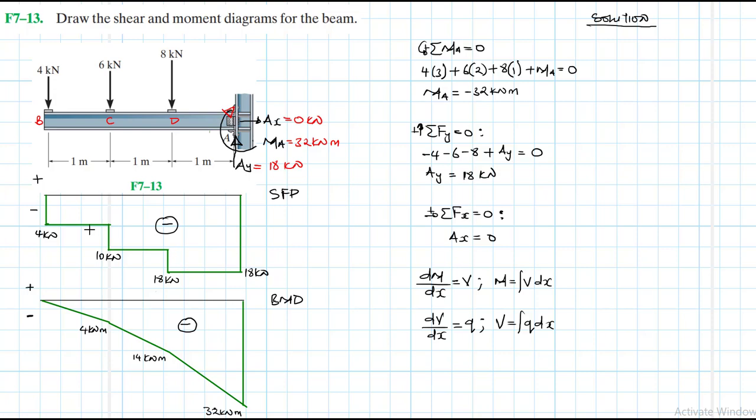Great. Okay, and of course we said this is negative, so the equation that governs the shear function, these are polynomials of degree 0, and the equation that governs the moment, they are polynomials of degree 1. These are linear functions. So we have a linear increase from B to C for moment, linear increase from C to D, and a linear increase from D to A.